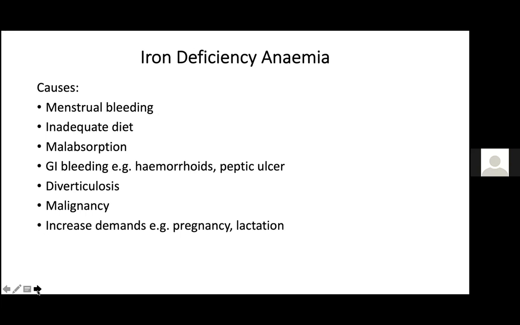We can also have reduced intake. So does she have a poor diet? Does she have some sort of malabsorption? Is she bleeding in other ways? Does she have GI bleeding? Does she have hemorrhoids? Does she have a peptic ulcer we don't know about? Does she have diverticulosis? Is there malignancy? And an iron deficiency anemia can also occur in the context of increased demands. So is she pregnant? Is she lactating and using up more iron?